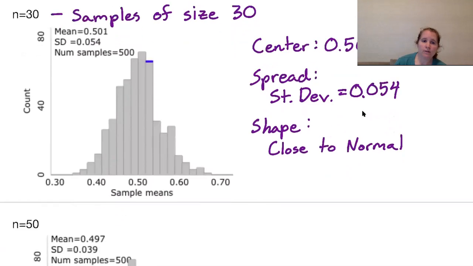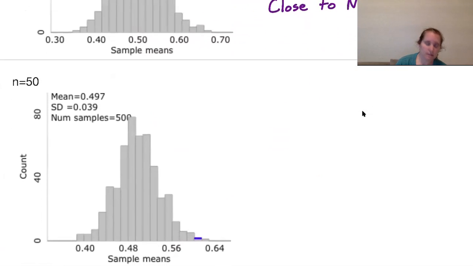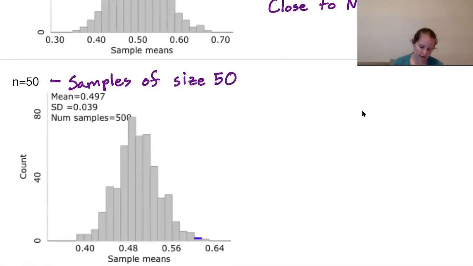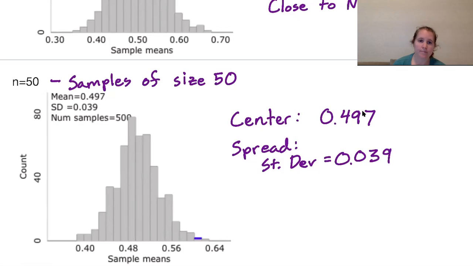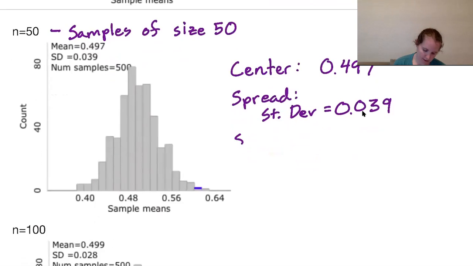If we look at our next one, for sample size 50, again, the center is very close to that 0.498. In fact, 0.497. The spread, we have a standard deviation, which is even smaller at 0.039. And then a shape, we're even closer to normal here.